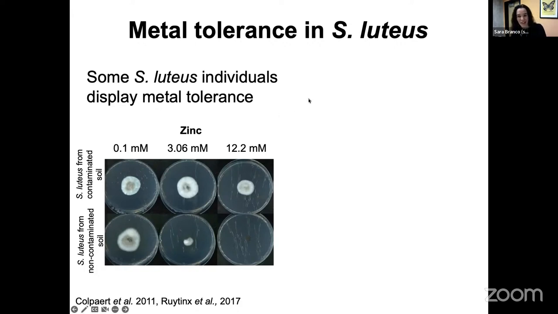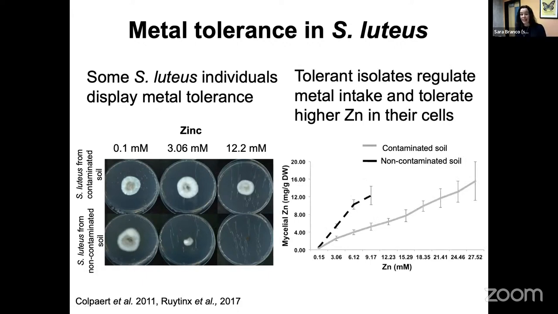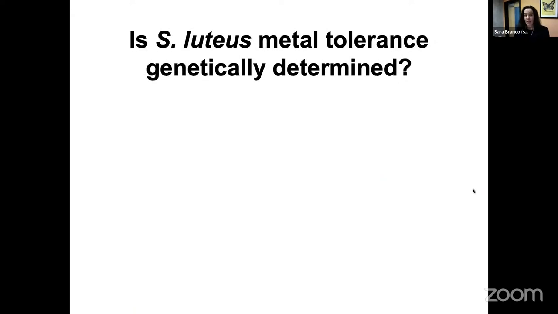What's really interesting is that when we look at the zinc intake of these isolates, the isolate from contaminated soil, the one that is tolerant, is actually able to regulate the metal intake much better than the non-tolerant one and can withstand much higher concentrations of metal in its cells. So there's this clear difference in phenotype, not only in growth, but in how these isolates are dealing with zinc. And so the question was, is Suillus luteus metal tolerance genetically determined? Is there genetic differentiation, and are there specific regions of the genome that account for these differences in phenotype?